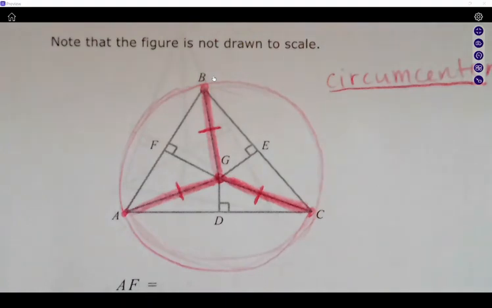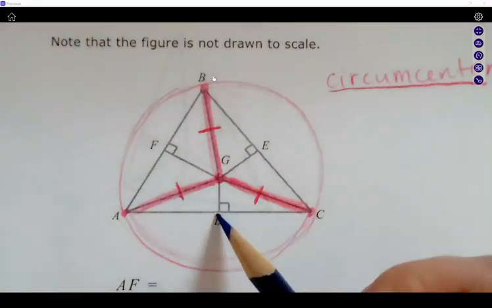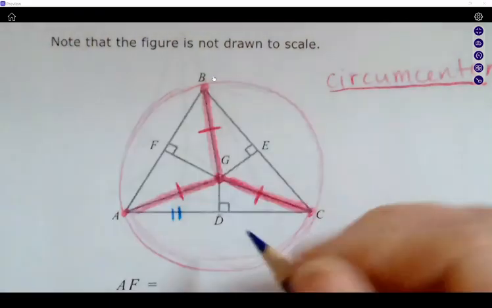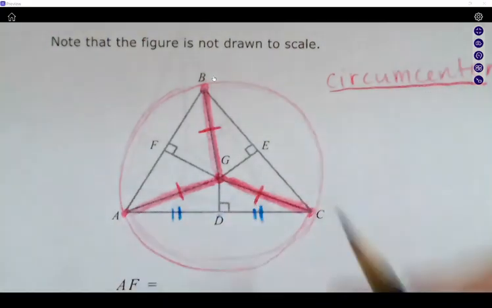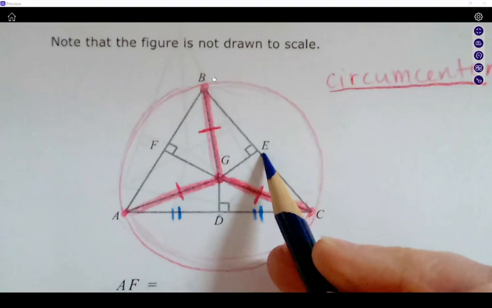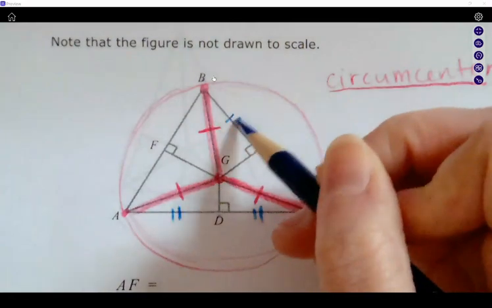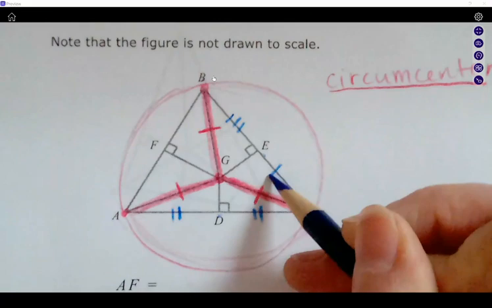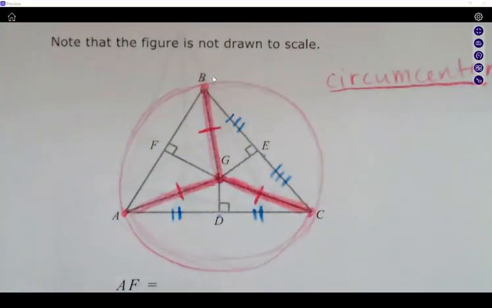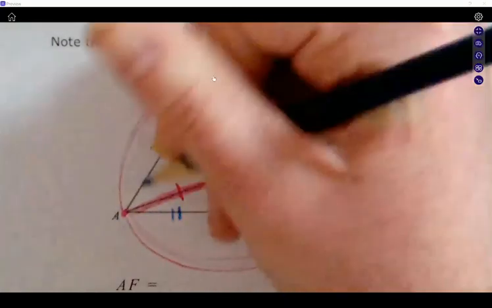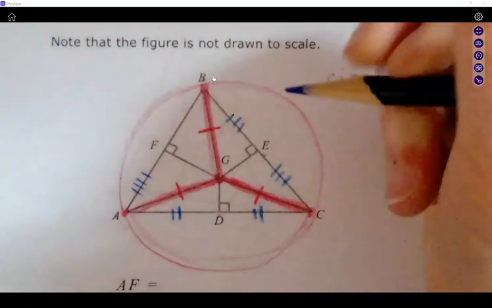Now, also, because we have a circumcenter, we know that each side has a perpendicular bisector. So I know that point D is a midpoint, and it's bisecting side AC. So I know that AD is congruent to DC. Likewise, I know that E is a midpoint, so it is bisecting side BC. So BE is congruent to EC. And last but not least, we know that F is a midpoint, so it's bisecting side AB. So AF is congruent to FB.